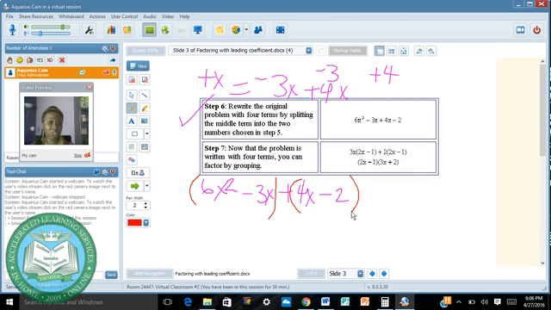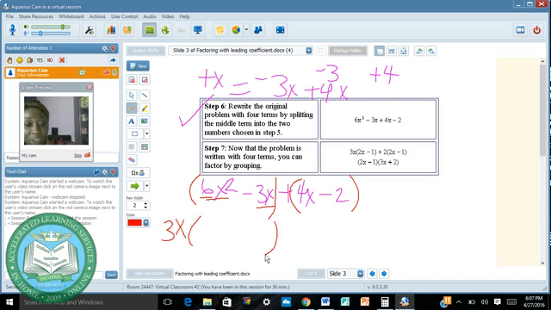And in order to factor, we talked about the greatest common factor. So I'm looking at my 6x and my 3x. I know they both have an x in common. So I'm going to pull my x out. And 6 and 3 have their greatest common factor of 3. So I'm actually going to pull out a 3x.